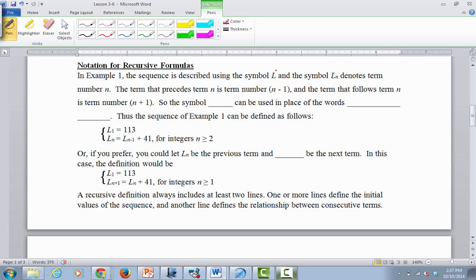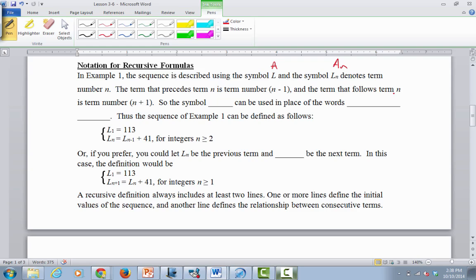Also, quite frequently, I see it in terms of A and A sub n, okay? So whenever you see A, more frequently in dealing with recursive sequences, it's usually an A, to be honest with you, okay? I don't know why our book uses L. The term that precedes the term n is the term n minus 1.